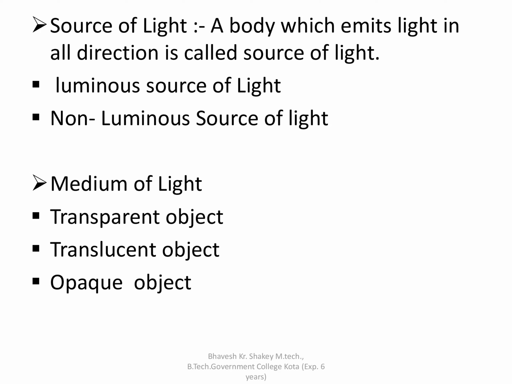Now move to the last one. The last one is the opaque object. Now what happens in an opaque object? These are the objects or bodies which do not allow the light to pass through. It means the light will not pass through opaque objects. Examples of opaque objects are chair, desk, etc. Now we will move to the next slide.